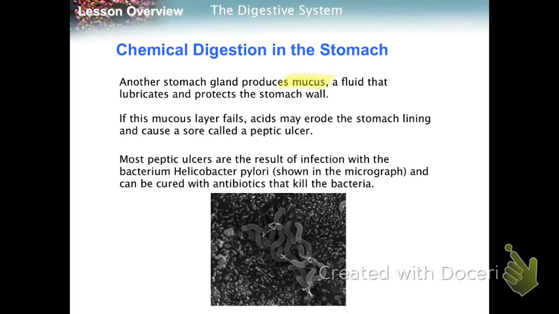The stomach also produces mucus. It protects the stomach wall. If the mucus layer fails, acids can erode the stomach lining and cause an ulcer. Most ulcers are the result of an infection. We see the Helicobacter pylori in the picture here, and that can be cured with antibiotics that kill the bacteria.